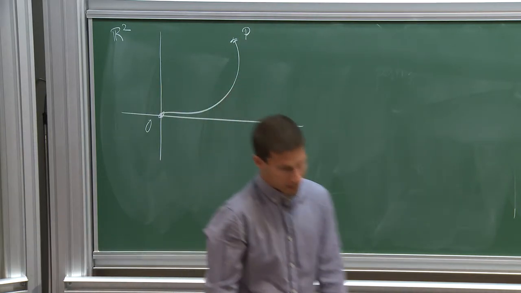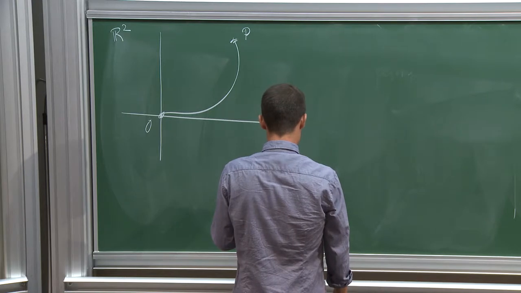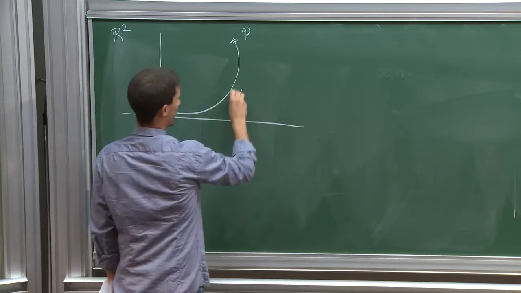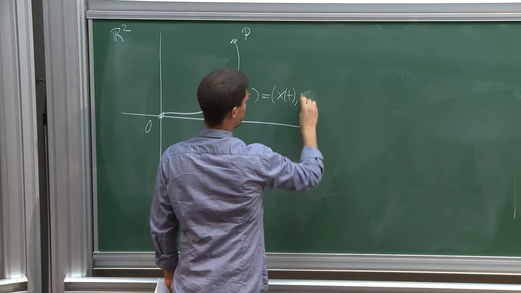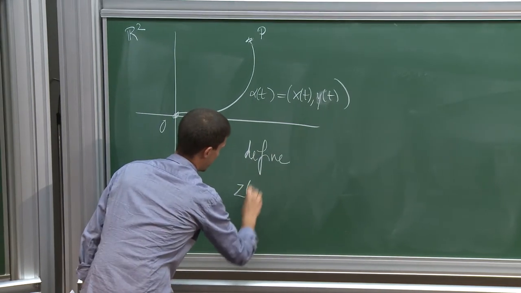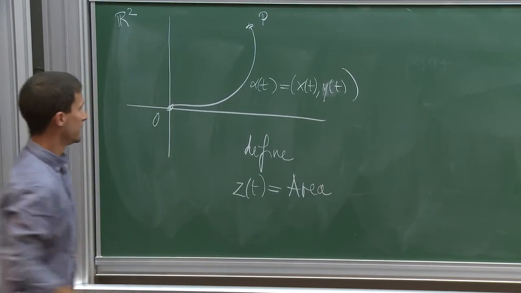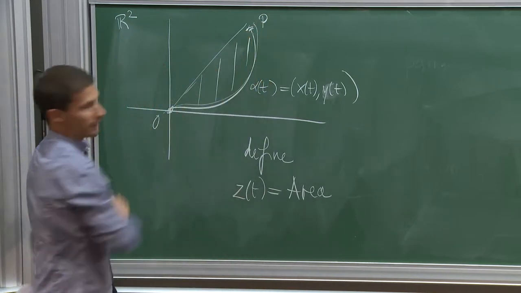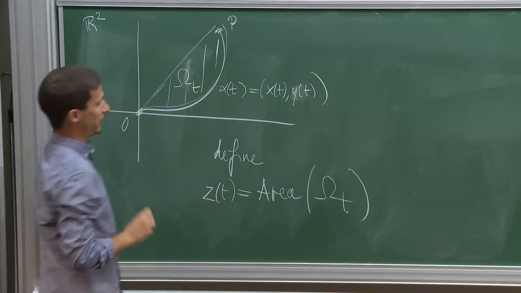And then what is happening is that one can consider, so let us parameterize this curve. Alpha of t equals x of t, y of t. And then define z of t as the area enclosed by the closed curve given by alpha and then this straight line. So let's call this omega of t, because this will depend on t.